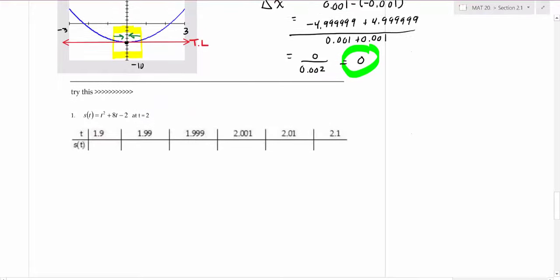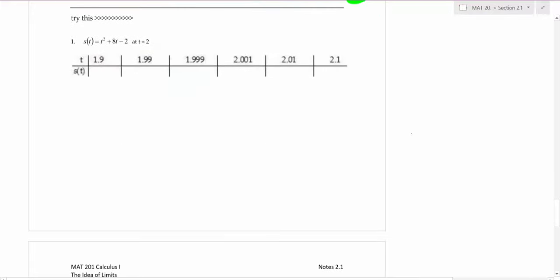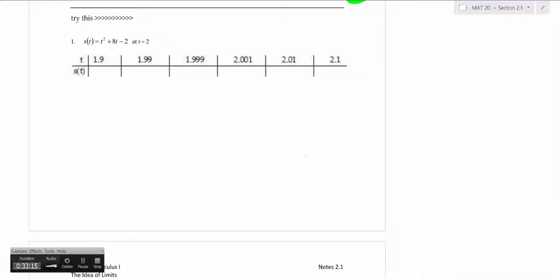All right, so I'm going to have you go ahead and work out the next one. I'd like you to do a graph. You can use technology, fill out the table, and then make a conjecture about the instantaneous velocity.